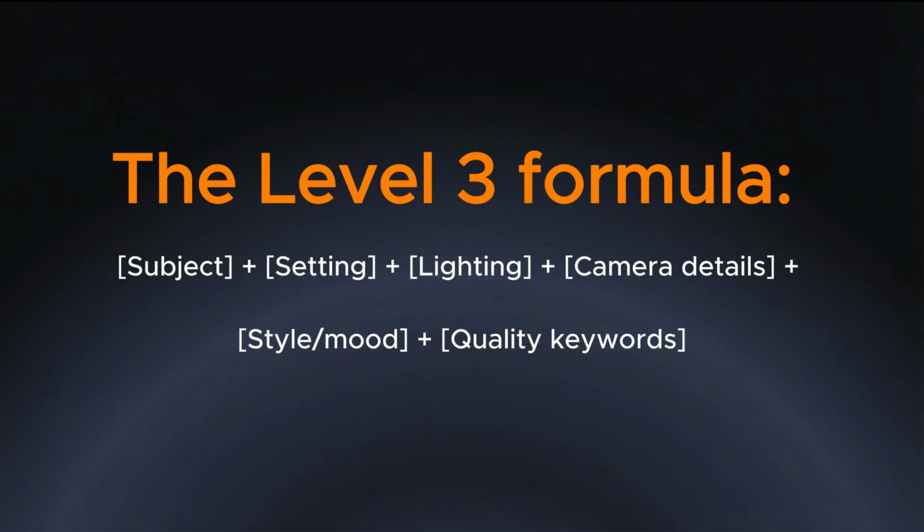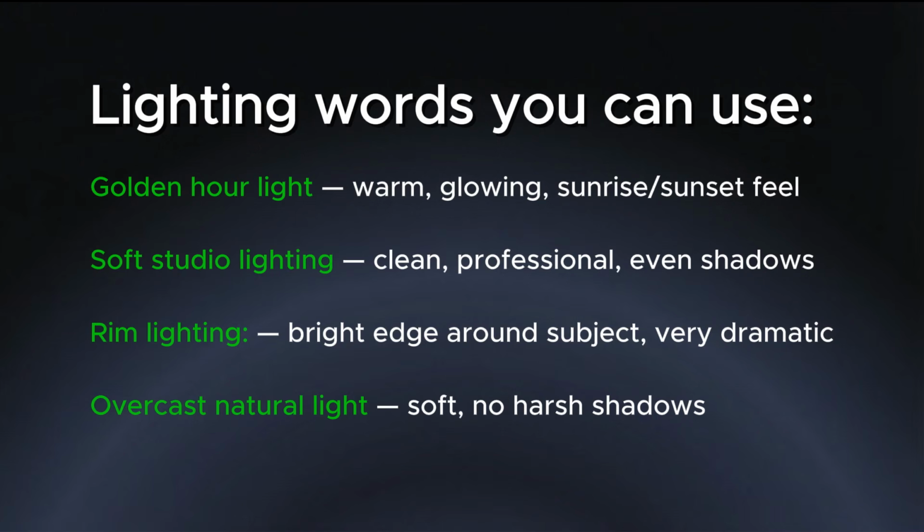Level 3 is about thinking like a photographer. We add camera settings, lighting, and quality keywords to make images look like they came from a professional photo shoot. Lighting words you can use: golden hour light, warm, glowing, sunrise, sunset feel. Soft studio lighting, clean, professional, even shadows. Rim lighting, bright edge around subject, very dramatic. Overcast natural light, soft, no harsh shadows.